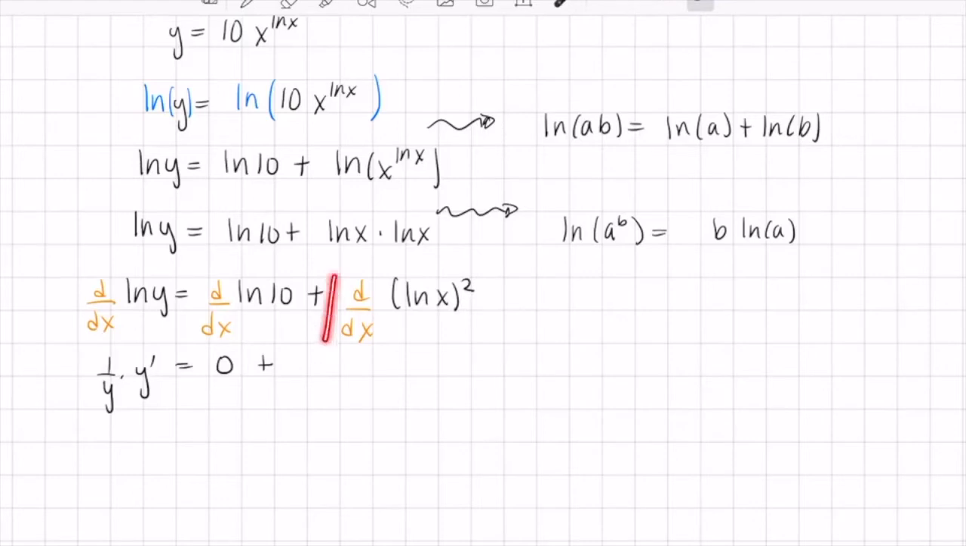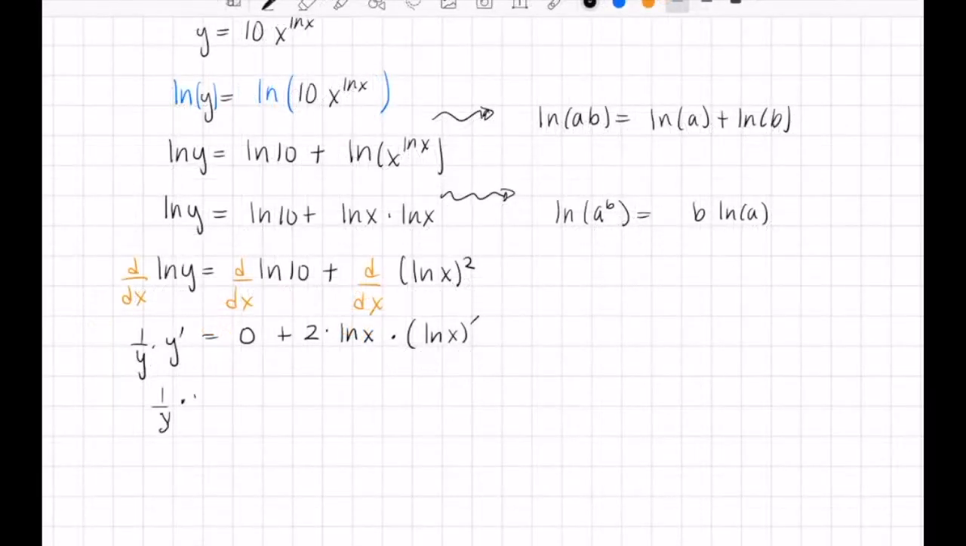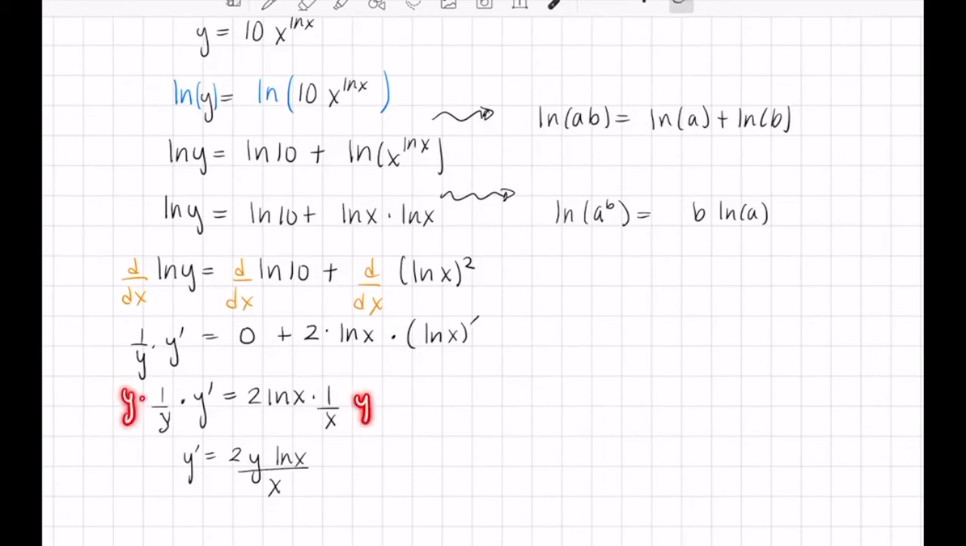So now when we find this derivative here, we need to use the chain rule. So we have the 2 in front, and we multiply by the inner function of ln of x, and then we multiply by the derivative of ln of x. So this becomes 1 over y times y prime equals 2 ln of x times 1 over x. And now I can keep rewriting this algebraically as y prime equals 2y ln of x over x. If you notice, all I did was multiply y to both sides.